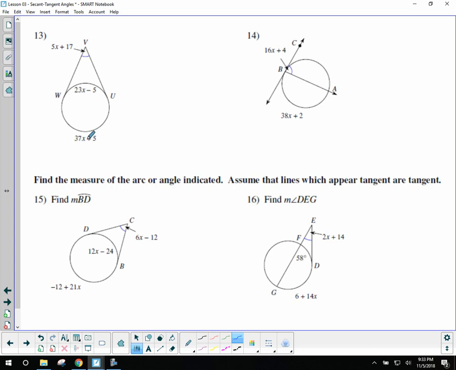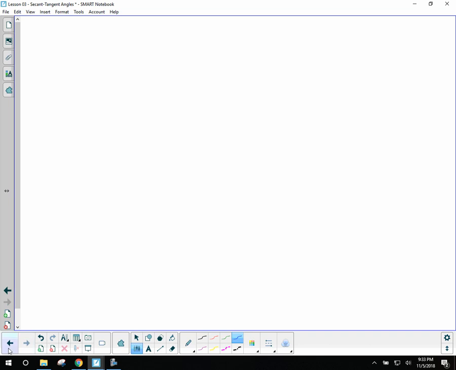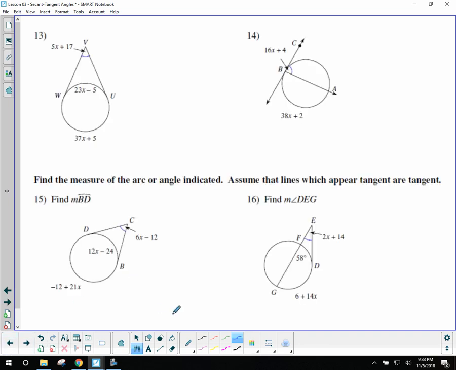Again, over here, I know it looks goofy. It's this guy minus this guy, all divided by 2 should equal this guy. In fact, I'll go ahead and write that again. Come up 6 plus 14x minus 58. All of that divided by 2 should equal 2x plus 14. Again, you should be pros at solving.